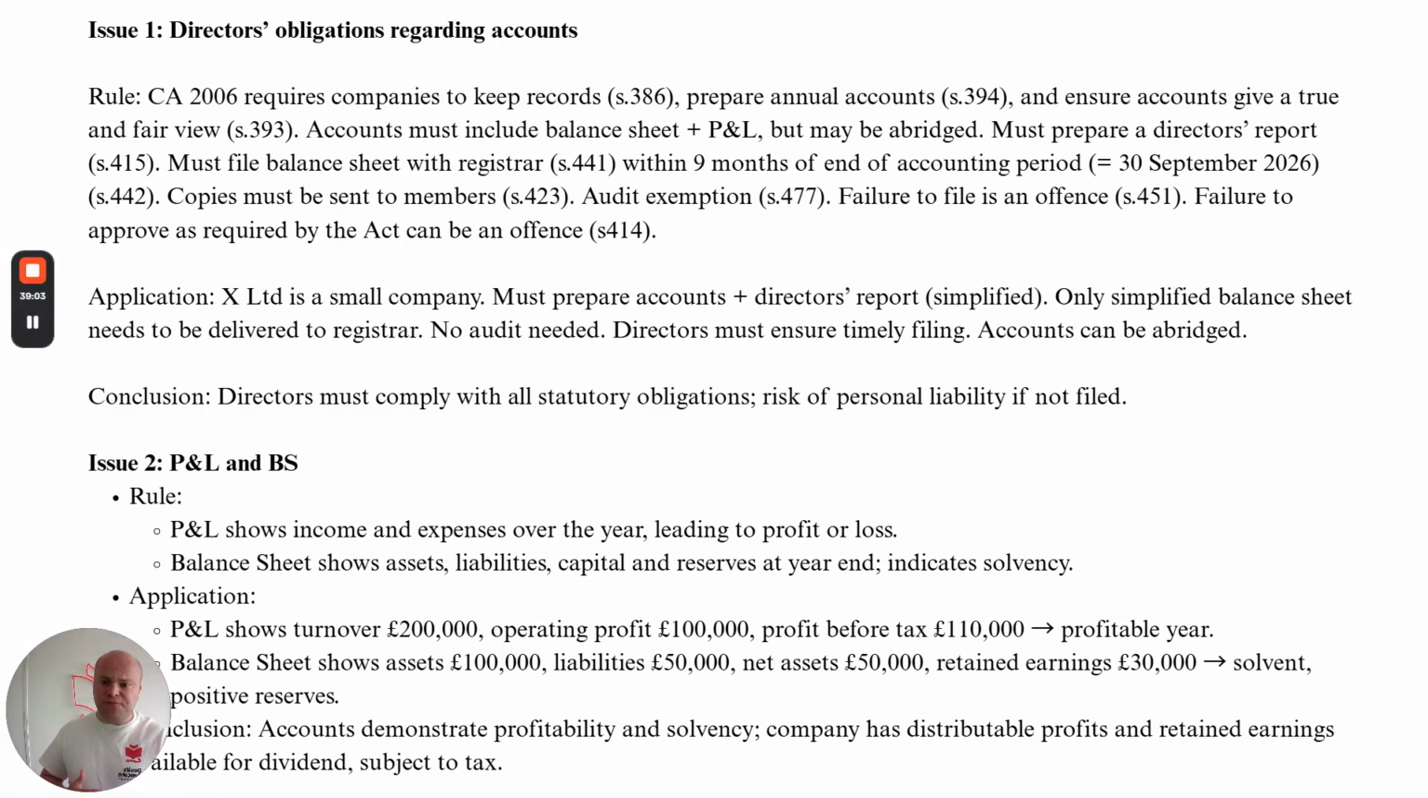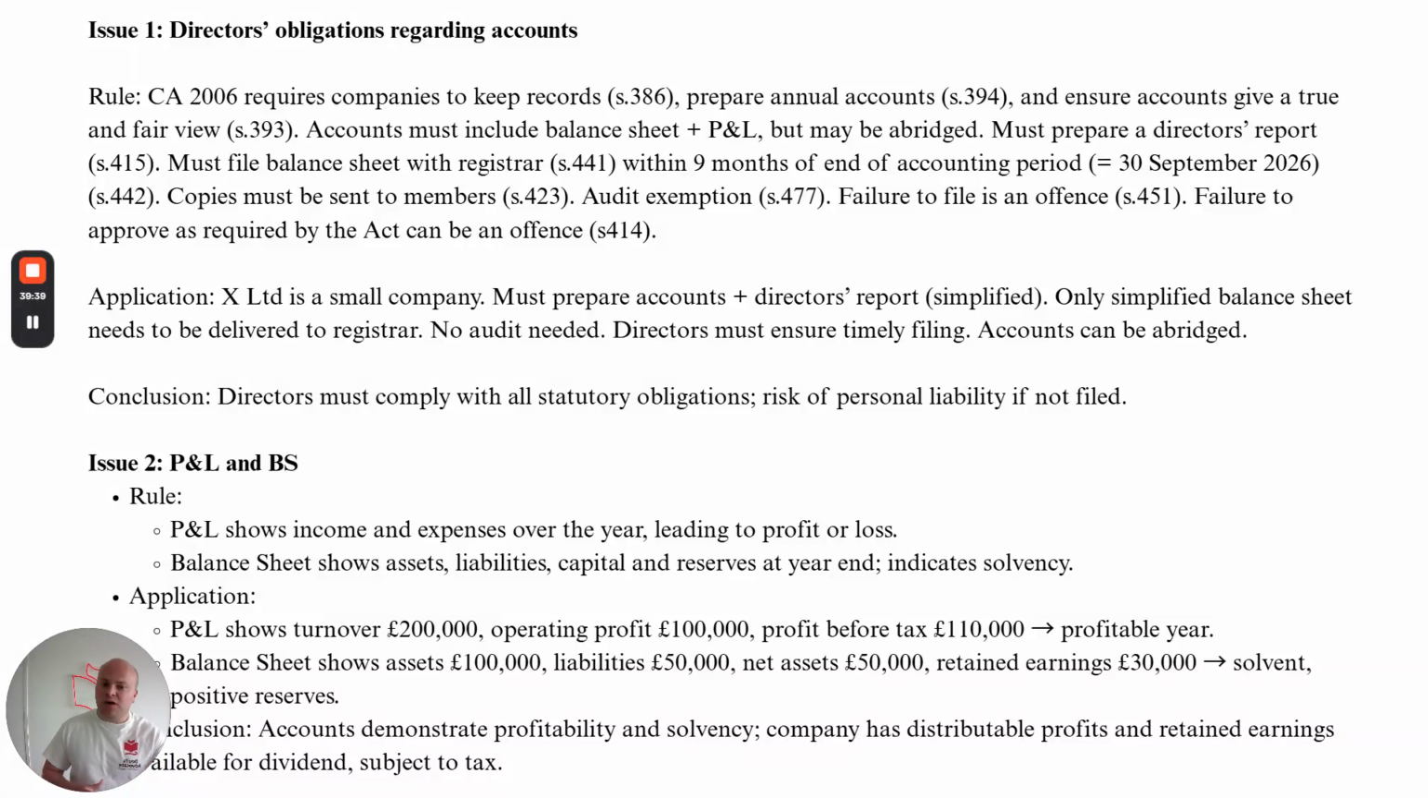Good, and then these slides really are just the plan, and it's essentially everything that we've discussed, but it's the plan as I would do it in my exam before tackling my full solution. So issue: the director's obligations regarding accounts. We must keep adequate accounting records. We must prepare annual accounts, make sure they give a true and fair view, must include the balance sheet and profit and loss account, may be abridged, subject to member approval, prepare a director's report, file a balance sheet within 9 months of the year end, send copies to members. We've got an audit exemption and the potential offences as well.